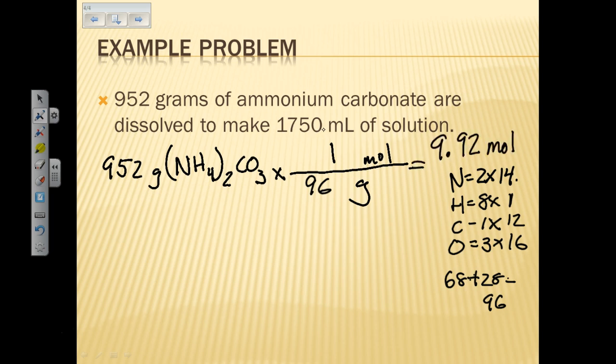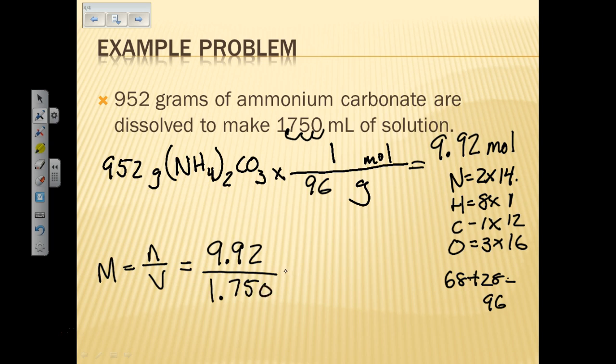To milliliters, it's 1, 2, 3. Move our decimal point. So now we get molarity equals number of moles over volume. How many moles? 9.92, divided by the volume, 1.750, and then we get an answer.